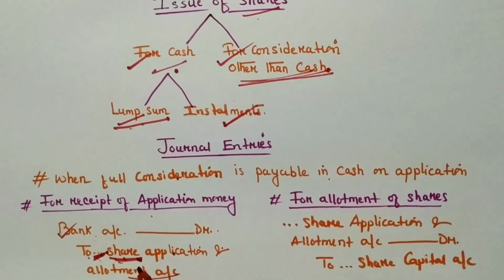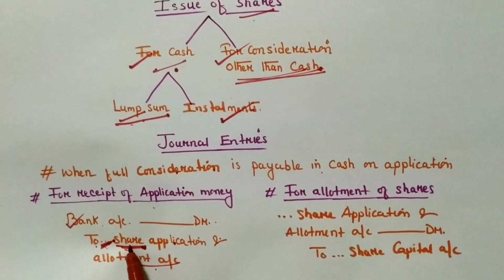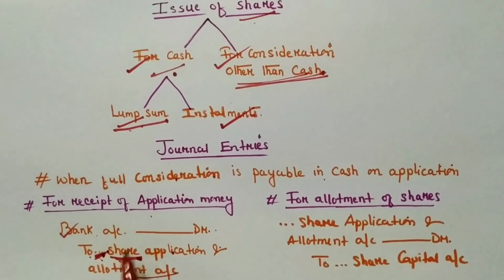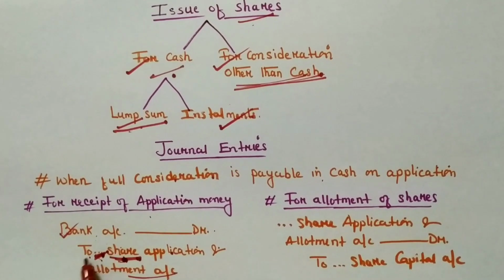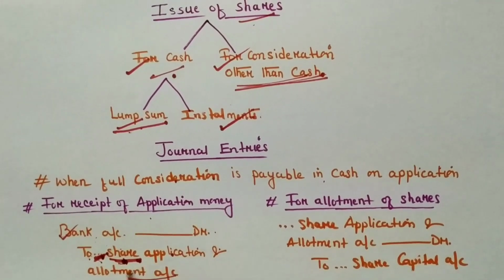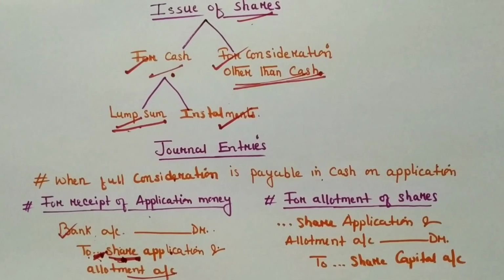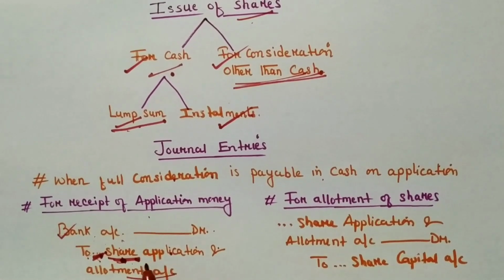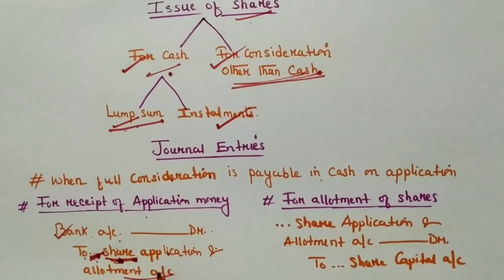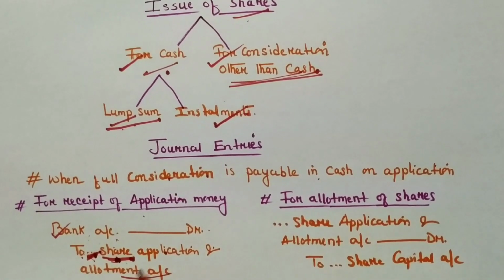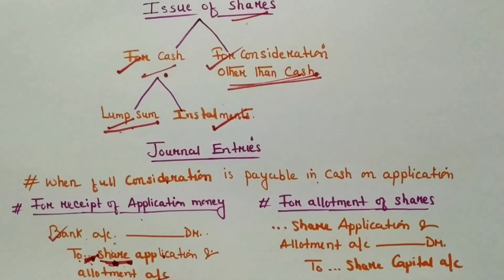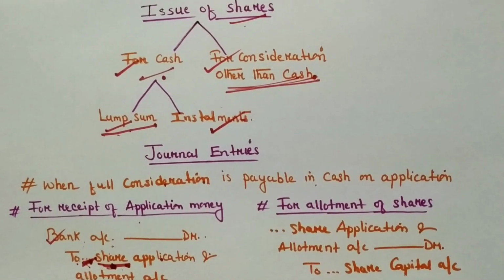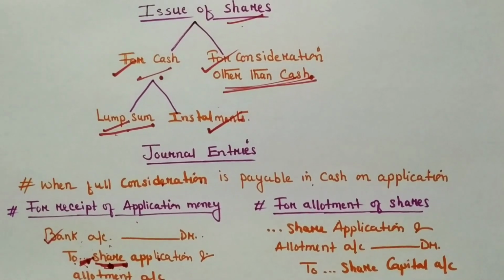In such a case, the word share will be prefixed by the word equity. That means here you will write equity, that is, to equity share application and allotment account. Now, here in this journal, we have credited share application and allotment account because, simply take it as an asset, that is share application and allotment as asset, and if an asset decreases, then it is credited.